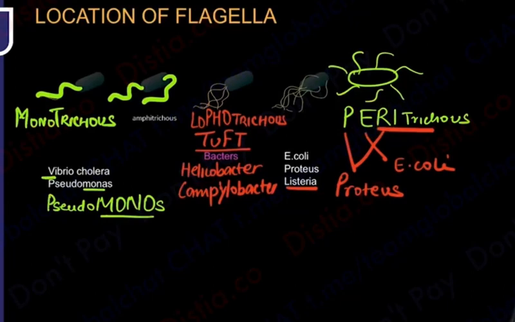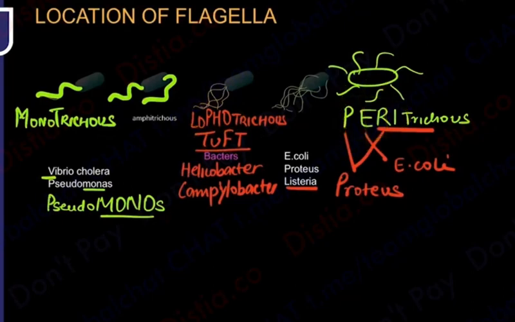Okay. A quick revision. Monotrichous, mono means Pseudomonas, and we have one that is Vibrio. Then we have lopho for a tuft, that is seen in Campylo and Helicobacters, and peri is seen in Proteus as well as E. coli.